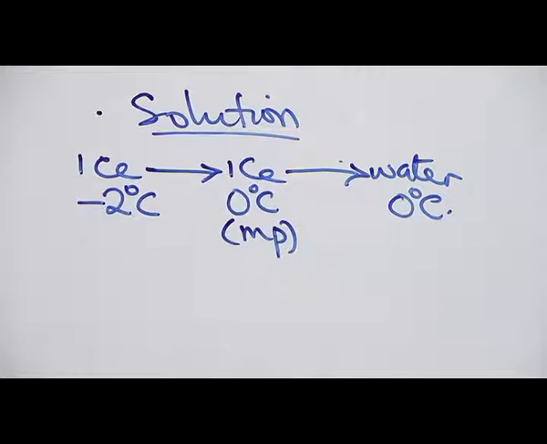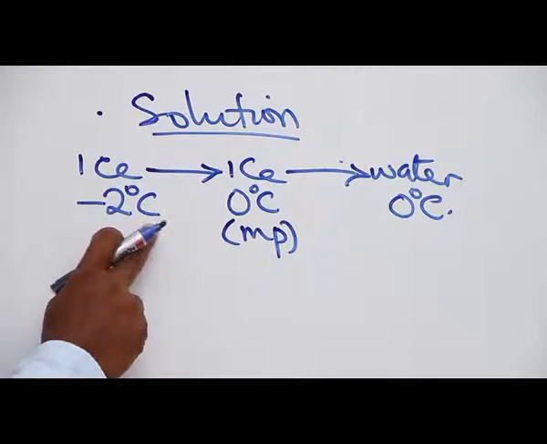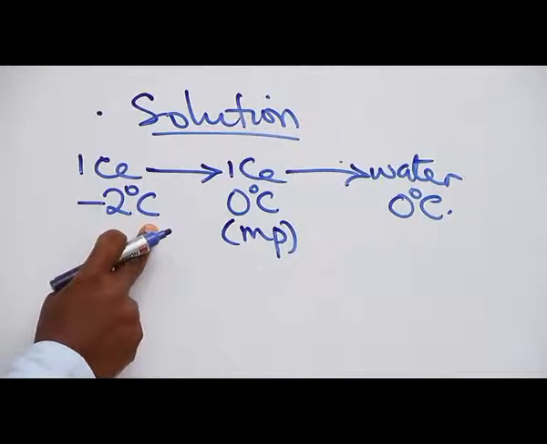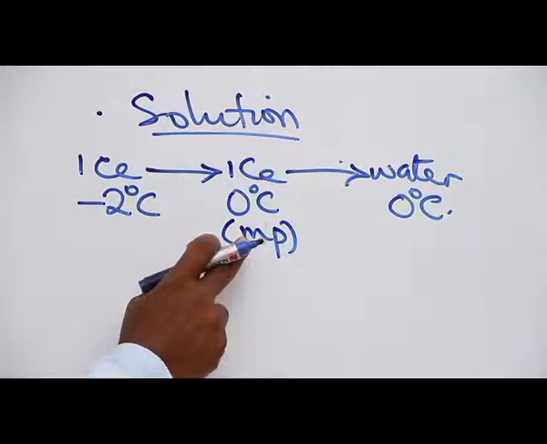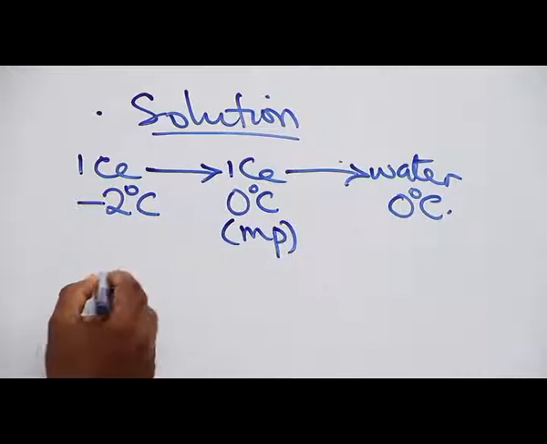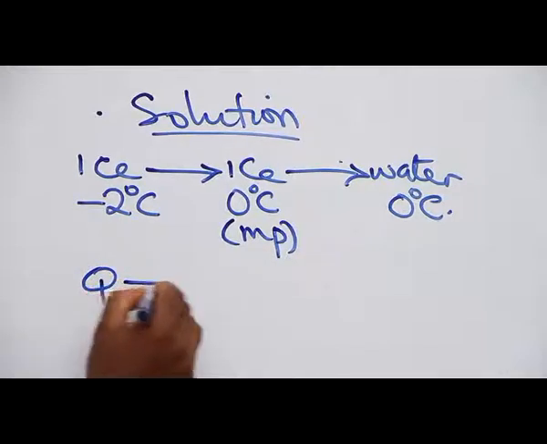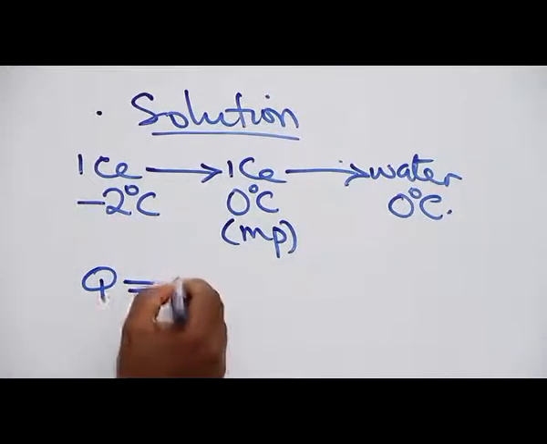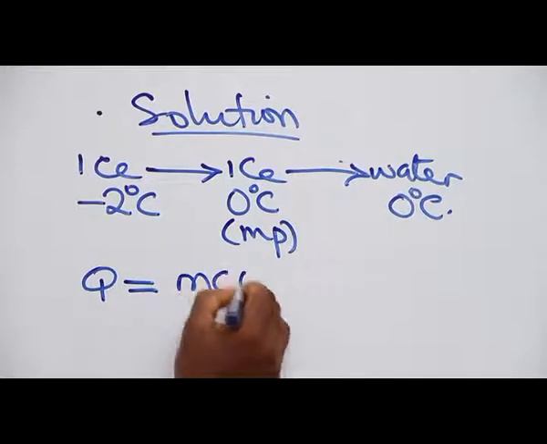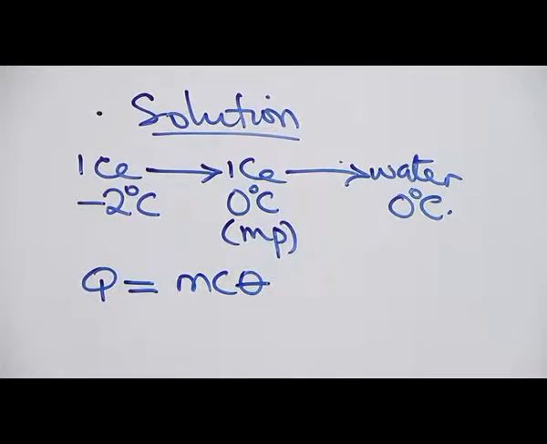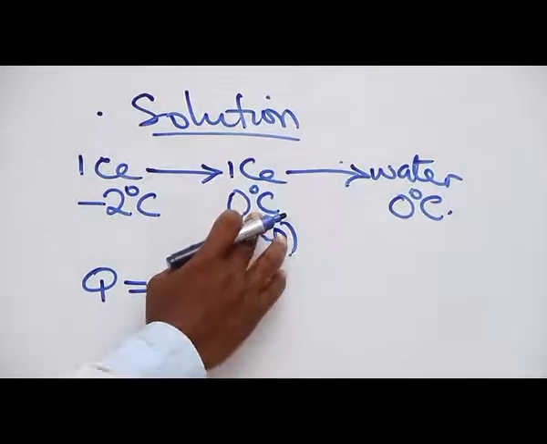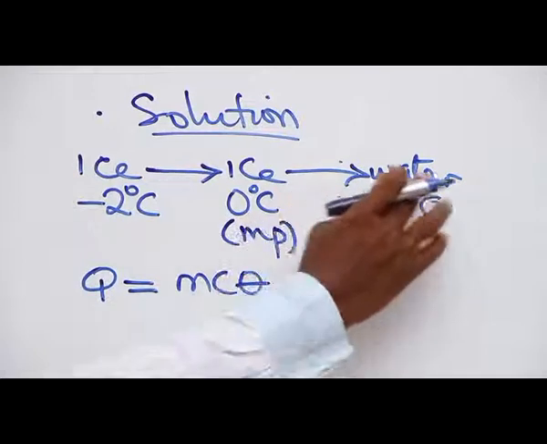Now we look at the stages to know the formula that will be needed to solve the problem. Ice at -2 degrees Celsius first increases in temperature to 0. So the heat energy required to effect that increase is calculated using mcθ. Then the second part: the ice at the melting point, 0 degrees Celsius, is changed to water at the same temperature.